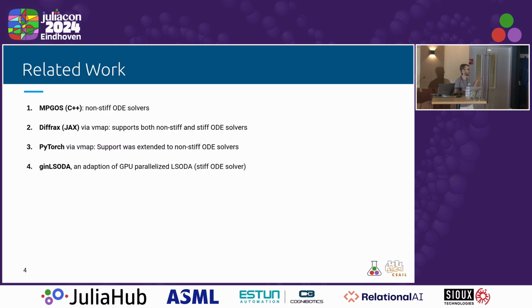But first, there are a number of different packages outside of Julia land for doing differential equations with GPUs. There's MPGOS, which is C++ and explicit solvers only. There's Diffrax and PyTorch, which are both Python-based tools. The big downside of both of these is that they mostly only support the array-based methods, because they come from a deep-learning side of things where you're doing big matrix multiplies, and therefore you don't need some of the fancier stuff.